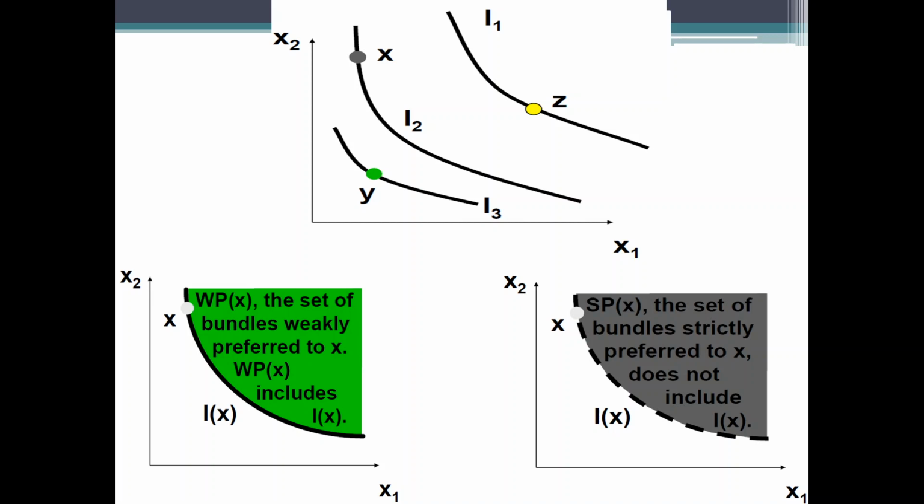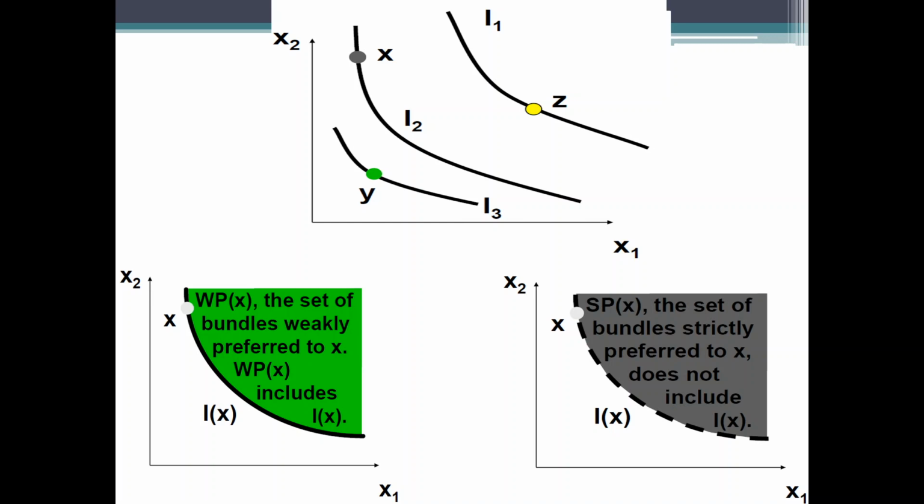Dashed means it's like an open set. So we do not include the bundles that lie along the indifference curve. We are only considering the gray area above the indifference curve. I'm just trying to compare the consumption bundles above the indifference curve, in the gray area, with the X bundle that is on the indifference curve. In this case, we will say that all these consumption bundles are strictly preferred to X.